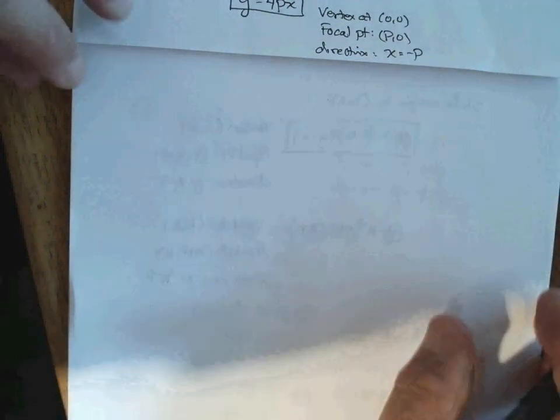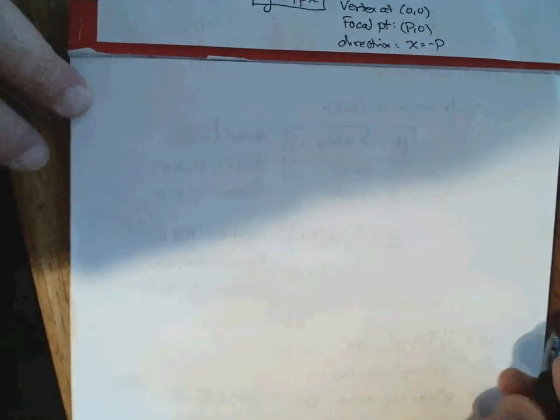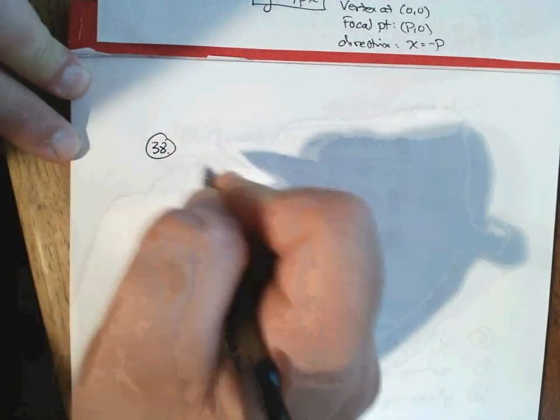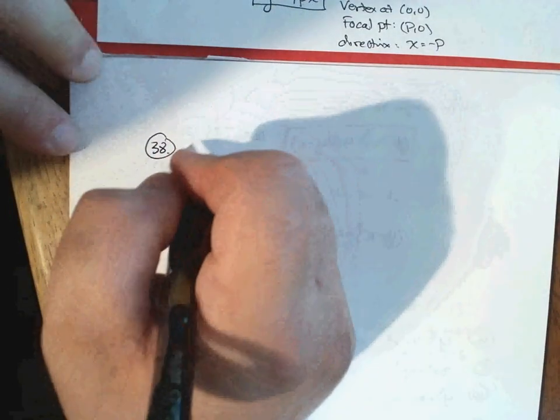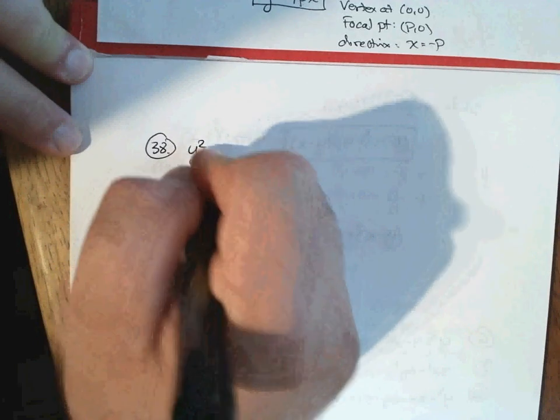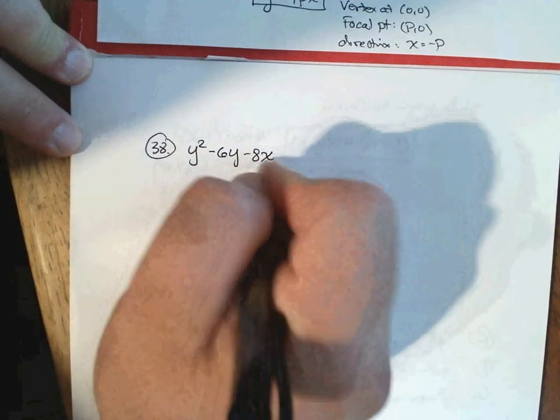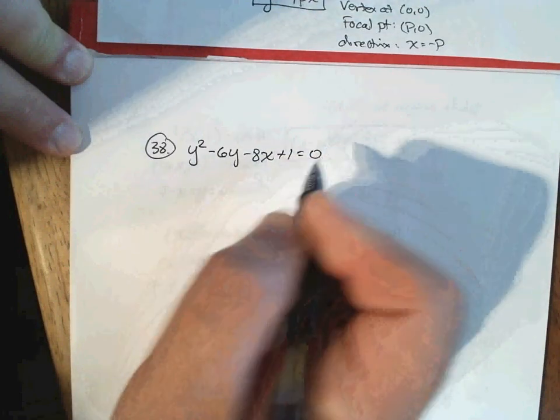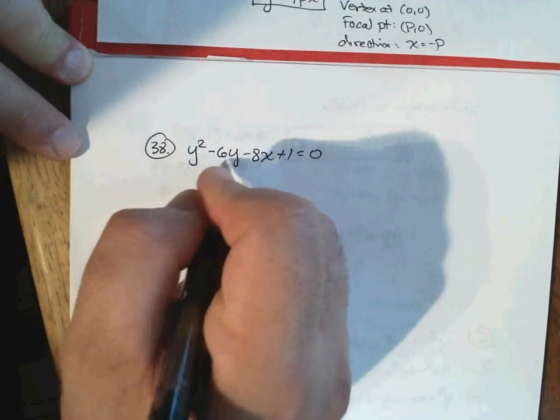But what we are concerned with is, for a parabola, where the focal point is, the most critical idea. And of course, where the directrix is also is an important concept. Okay? So let's take a look at problem number 38. Our goal again is to graph this parabola and label the relevant information about it. So y squared minus 6y minus 8x plus 1 equals 0.